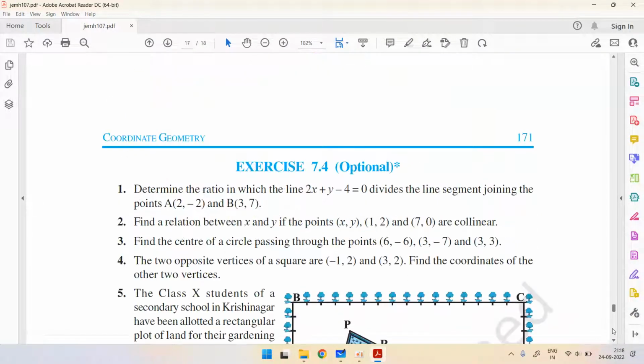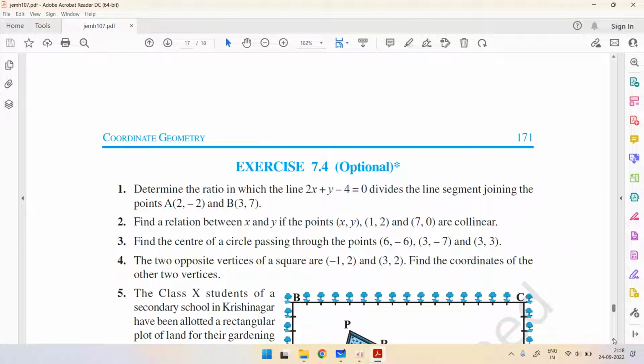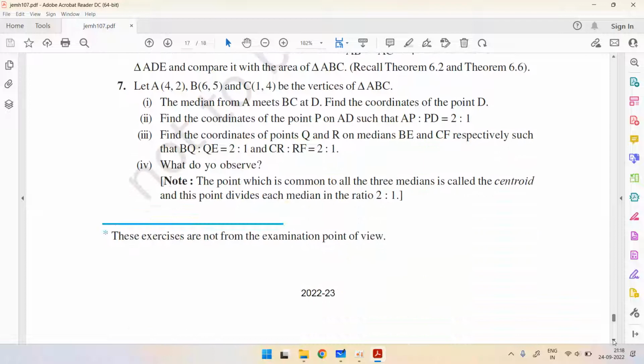Now the sixth question, although there is no sixth question, so this exercise 7.3 is over. In the next video I will be completing exercise 7.4, which is an optional exercise.